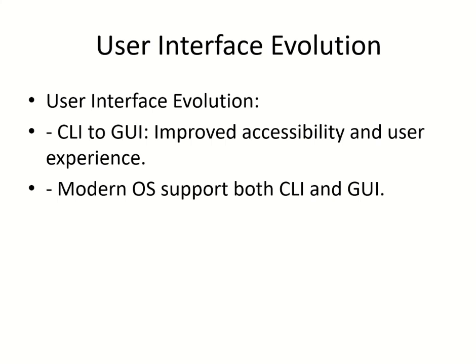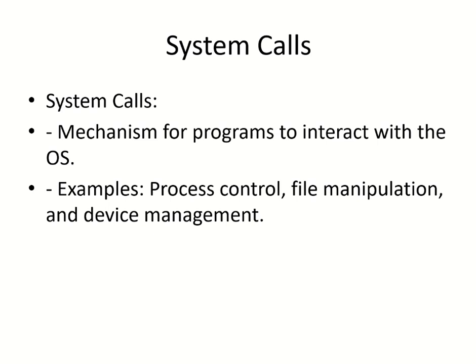User interface evolution. CLI to GUI, improved accessibility and user experience. Modern operating systems support both the CLI and the GUI. System calls. A system call is the mechanism for programs to interact with the operating system. Examples of system calls are process control, file manipulation, and device management.